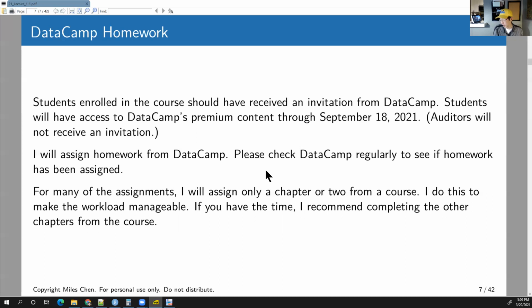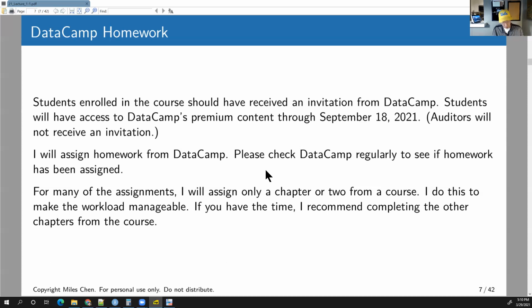Some of them will have videos and things like that. Okay, and I'll assign that. Some of the feedback I got from a previous course was that I had assigned too much DataCamp homework, and students didn't like that. So I'll try to be mindful of how much DataCamp homework I assign. What I'll probably do is assign a few chapters from a course. A DataCamp course is usually maybe 4 or 5 chapters, and I'll probably assign maybe a couple of chapters from a course, and that will be required for the grade.